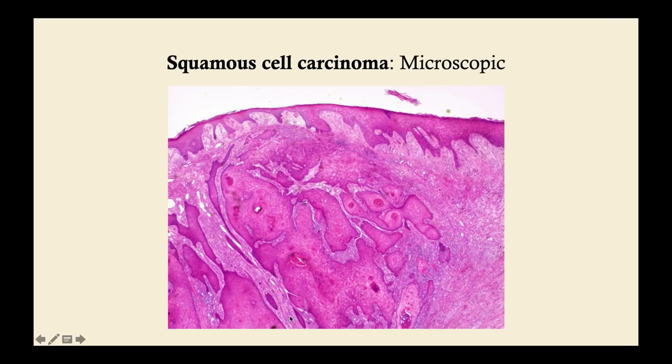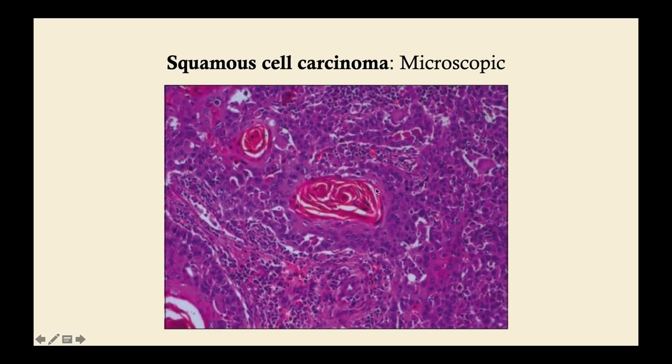So here's a microscopic view. You can see little tiny keratin pearls, but more importantly, you can see that these abnormal cancerous squamous cells or keratinocytes have invaded the underlying dermis.